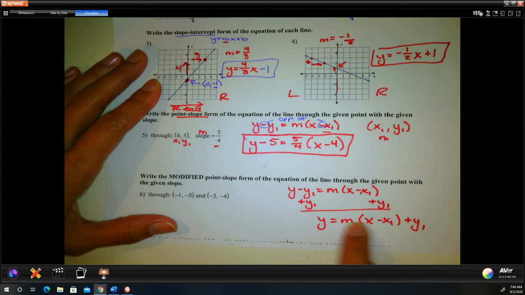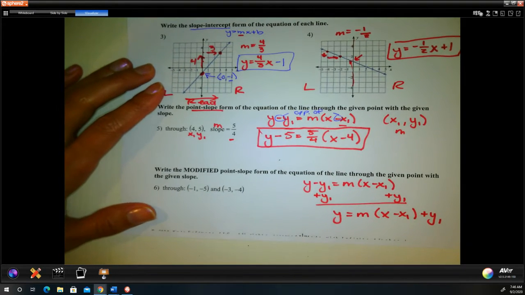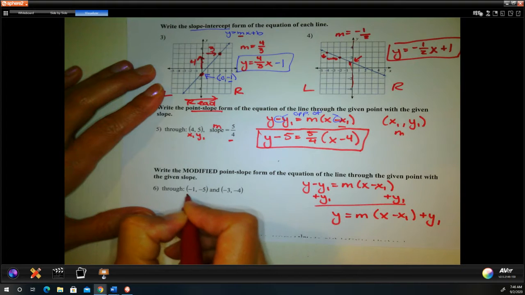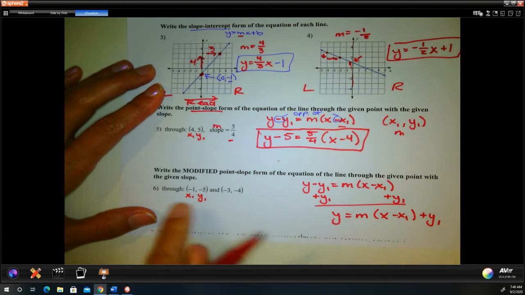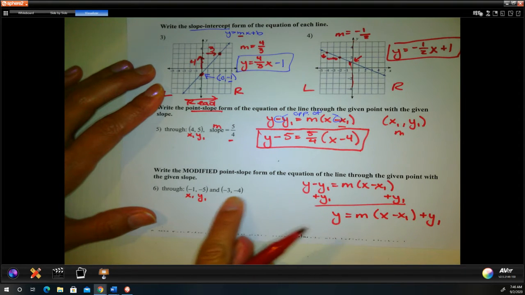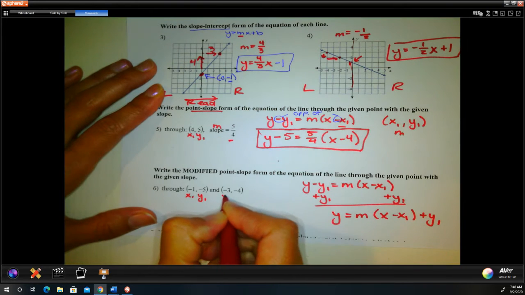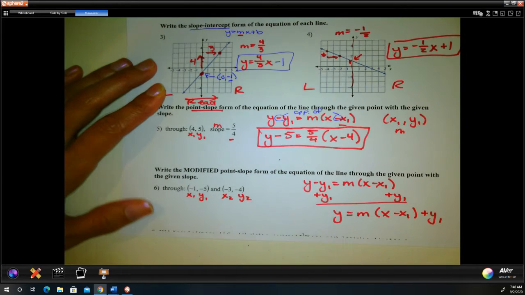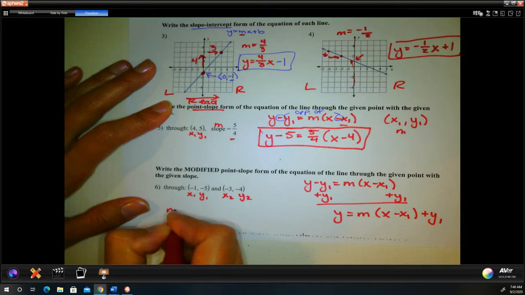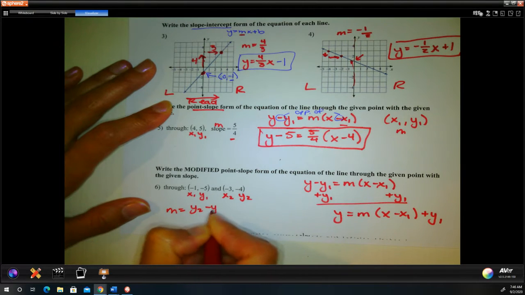Absolute value would have bars here. Okay, so I don't have slope. I know I have an x1, y1, so that's my first x, first y, and then I have a second point, so I call this the second x and the second y. So I can find slope by doing y2 minus y1 over x2 minus x1.